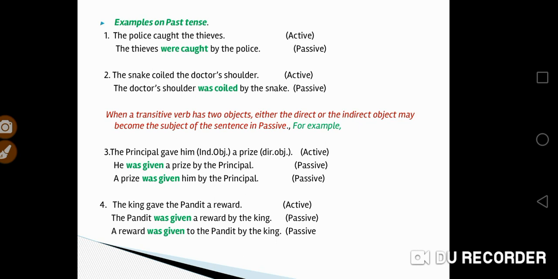The snake coiled the doctor's shoulder. Here the doctor's shoulder is a subject in passive which is in singular, so we have used here was coiled. The doctor's shoulder was coiled by the snake.